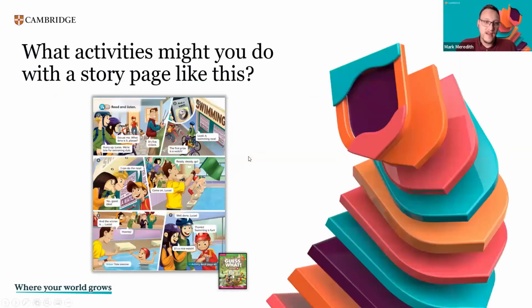Lovely. Moving on then to the second activity. On the screen, you can see a story. Okay, this looks like a lovely story about swimming. And we have a little question for you there. What activities might you do with a story page like this? Let's see if we can get some ideas into the chat box.